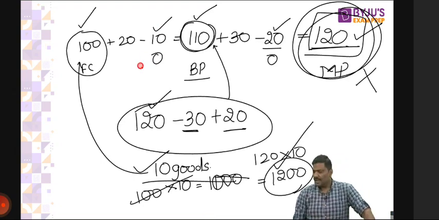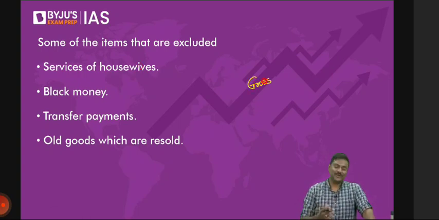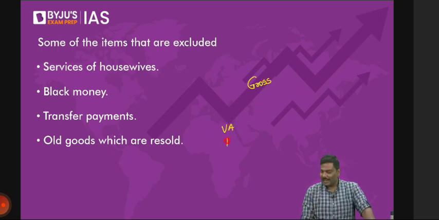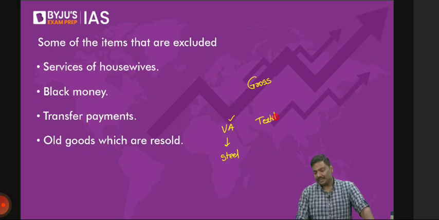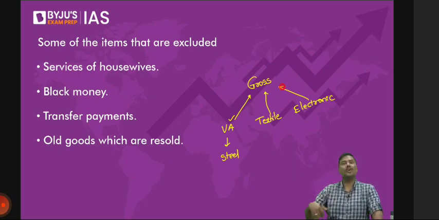Now, difference between VA and GVA. What is gross? Gross means total. I gave an example of value addition in steel sector. Can we calculate value addition in textile sector? Can we calculate value addition in electronic sector? Etc. So when you take all the value additions which are done in the economy, that is called gross value addition.